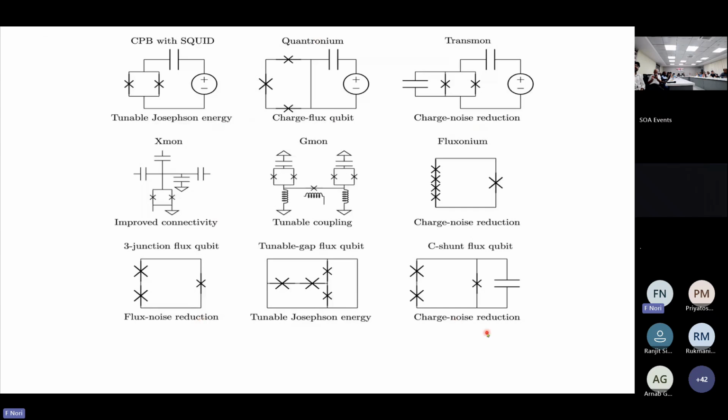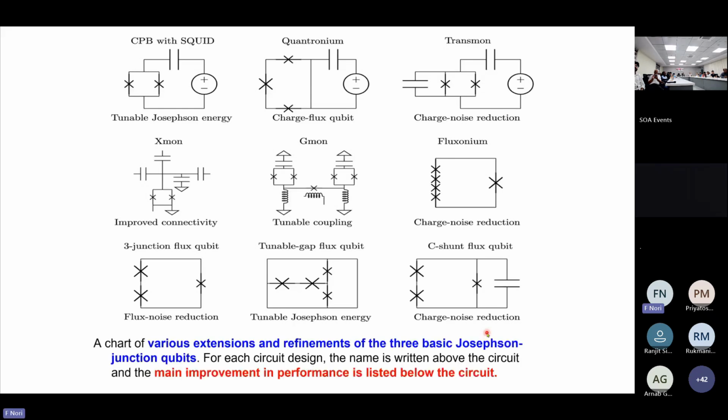So therefore, depending on your goals, there are different circuits. It's not that one is better or worse. There are different goals, different targets. So people design different atoms to address different needs or different preferences, depending on what you're looking for. These are explained in great detail in our pedagogical reviews. So this is a chart of different extensions and refinements of the 3 basic ones which I showed before.